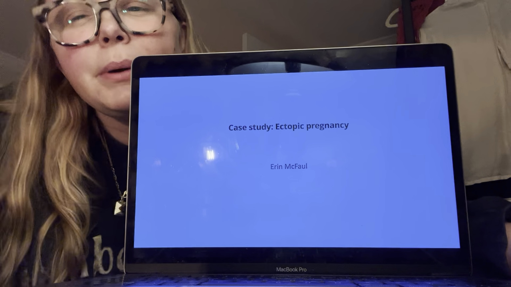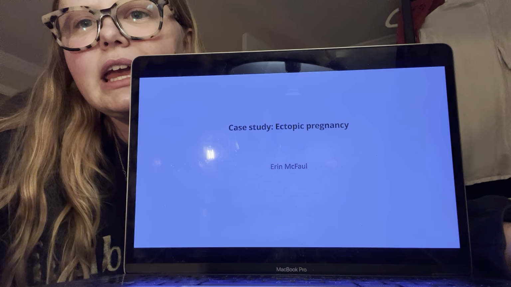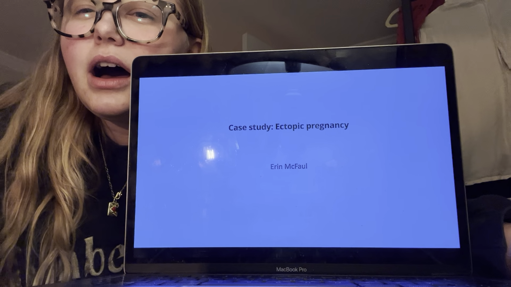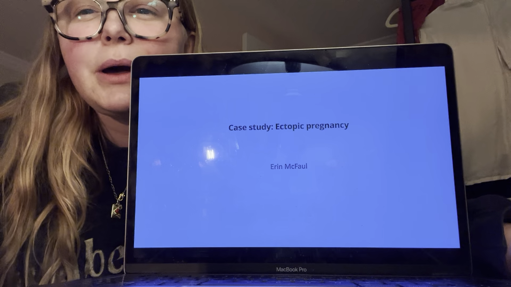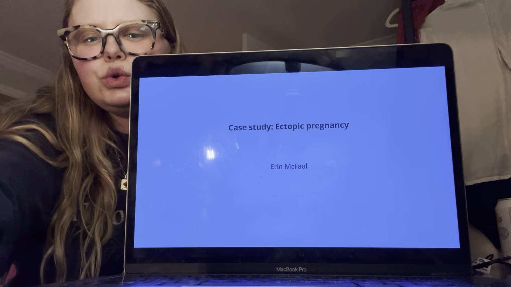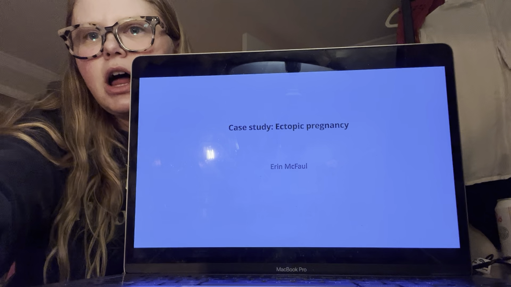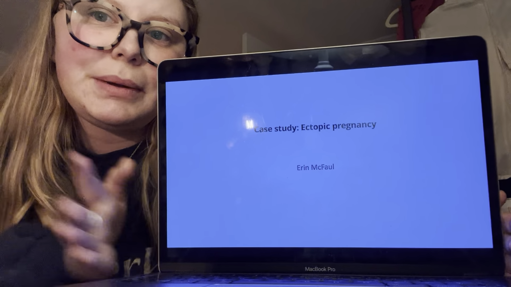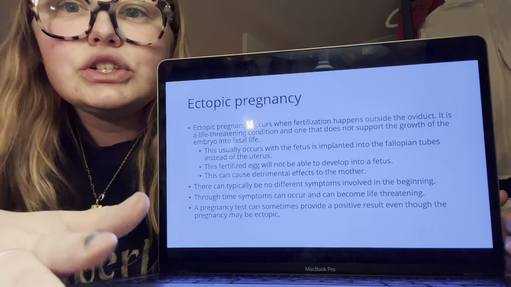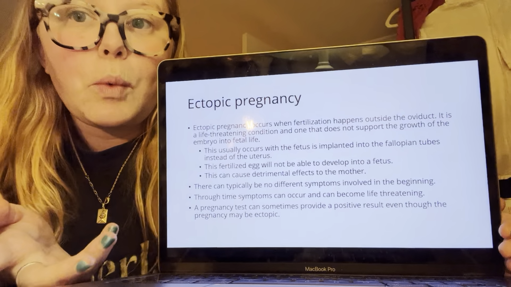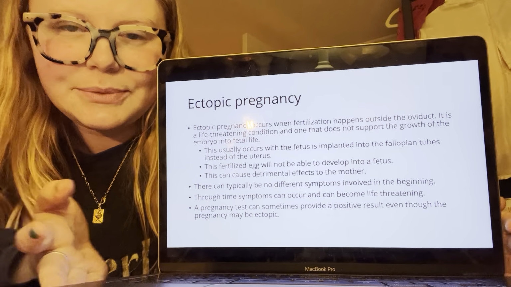I chose ectopic pregnancy because I felt like it is kind of a misconceived notation. I learned about it in my anatomy class this last semester, and I just wanted to expand my knowledge even more, and I just found that this would be an interesting topic. So to get started, I just made an overview slide of what ectopic pregnancy is.